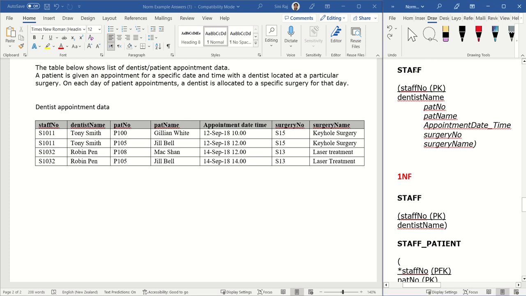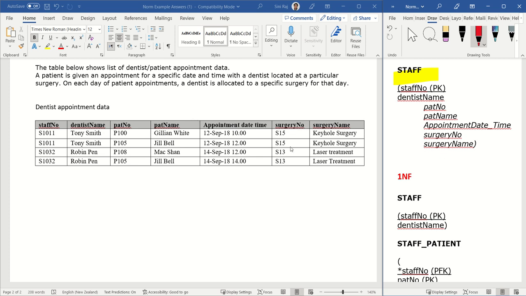So we could keep the name of your table as staff, okay? And you could keep this staff number as your primary key. So we are taking the staff number as the primary key. Now we need to identify all the attributes. So staff number, dentist name, patient number, patient name, appointment date, time, surgery number, surgery name.